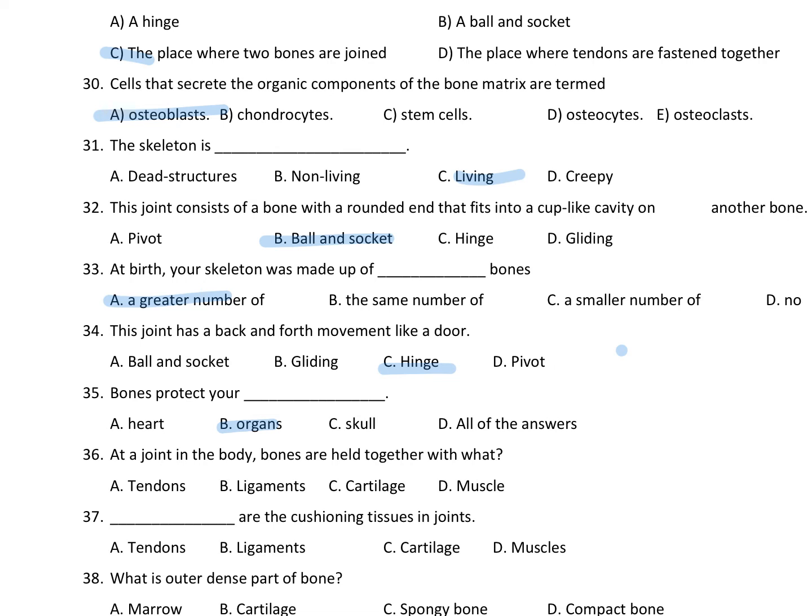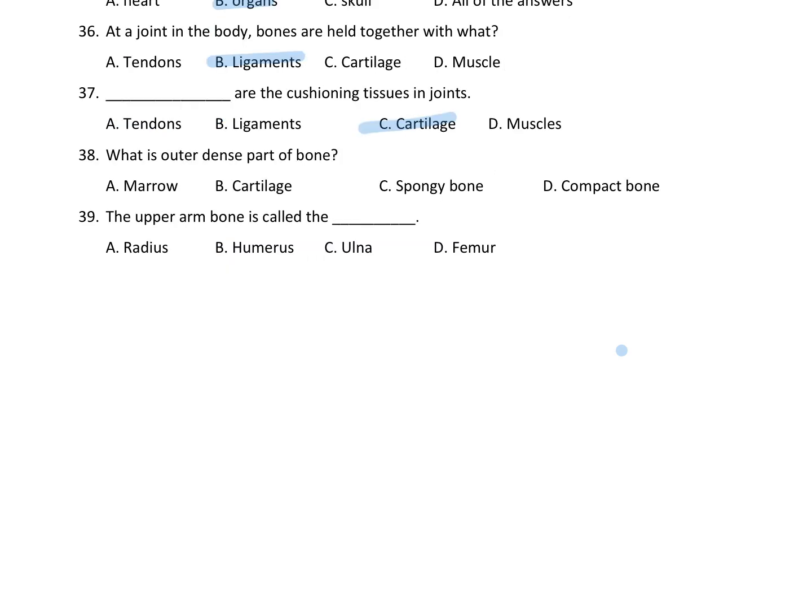Okay, at a joint in the body, bones are held together with ligaments. Don't forget, the cartilage is at the ends of the bones, padding them, protecting them. And then cartilage is the cushioning tissue in joints. Then, what is the outer dense part of the bone? That's going to be your compact bone, which then has the film of the periosteum over that.